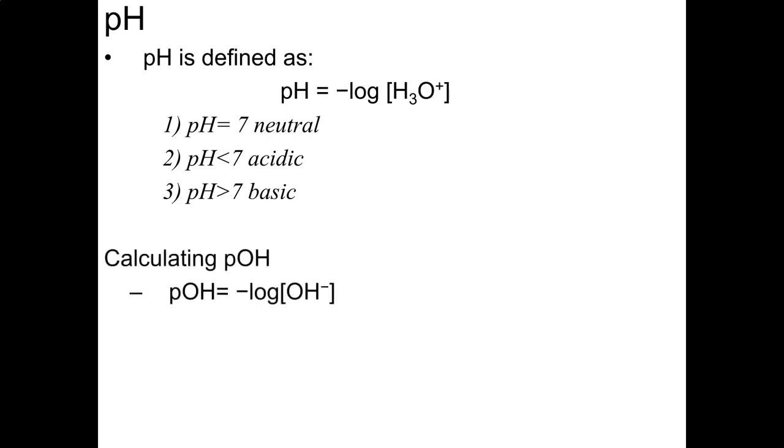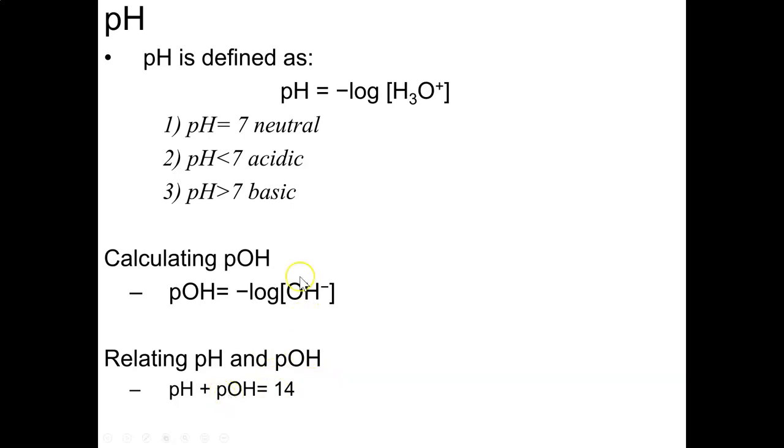Calculating pOH is similar to pH, except pOH is the negative log of the hydroxide concentration. Which one do you use when? If I have hydronium, I calculate pH. If I have hydroxide, I calculate pOH, and then I would use that to go to pH. They're going to ask you for pH 99.9% of the time.